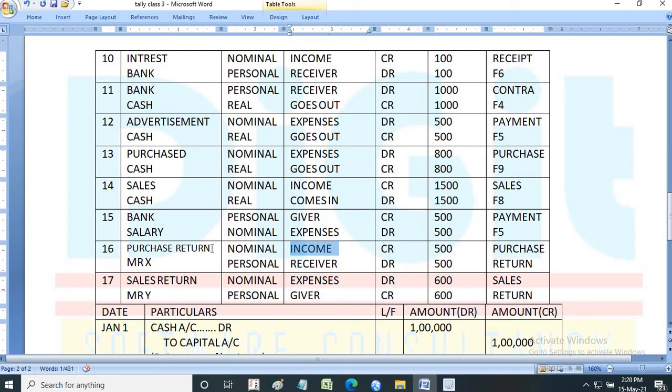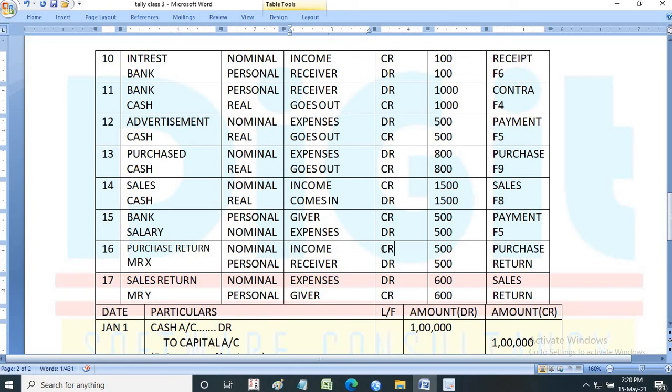In a return, we are not spending. We are returning our purchased goods. Already when we purchased, that time we spent, and we are returning it, so our expenditure will be minimized. Okay, this is an adjustment entry. So here we can write: purchase return means income.